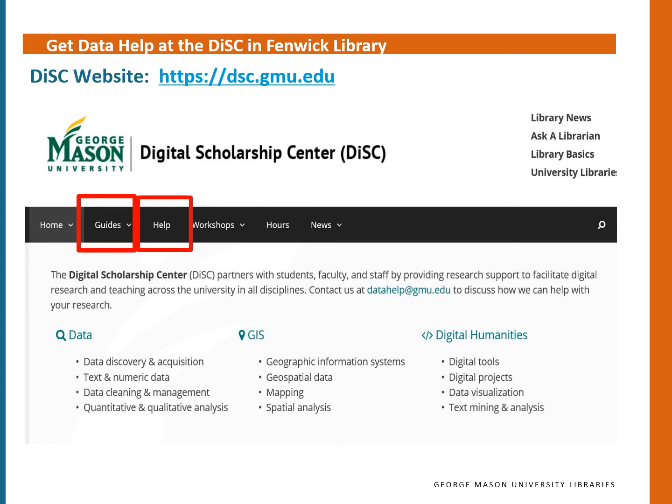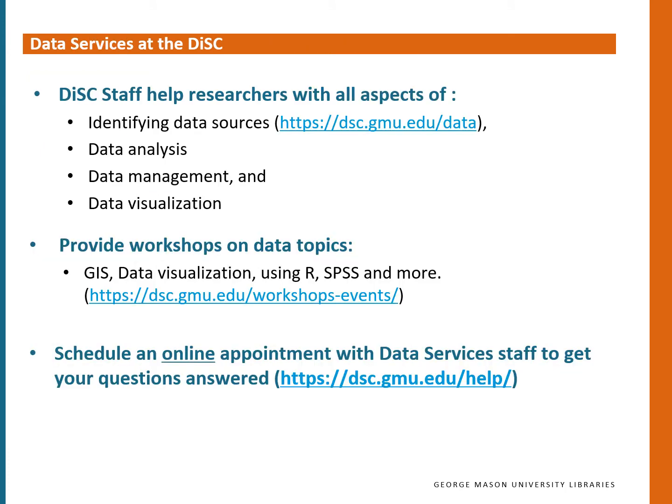The one is the guides area and the other is the help section. In the guides area, you will find a list of all of the research guides that have been created by the Digital Scholarship Center, and I think some of those could be very helpful to you. The help section is actually where you would go to access the appointment system and set up an appointment with one of the consultants there. How can the DISC staff help you?